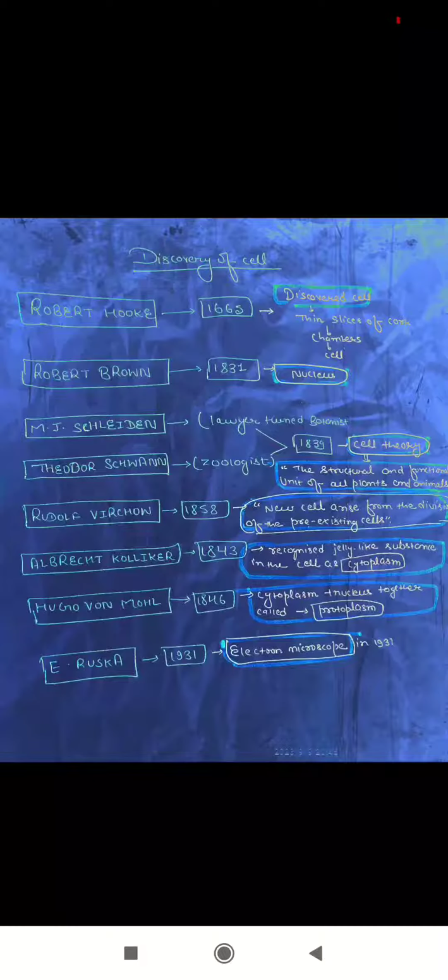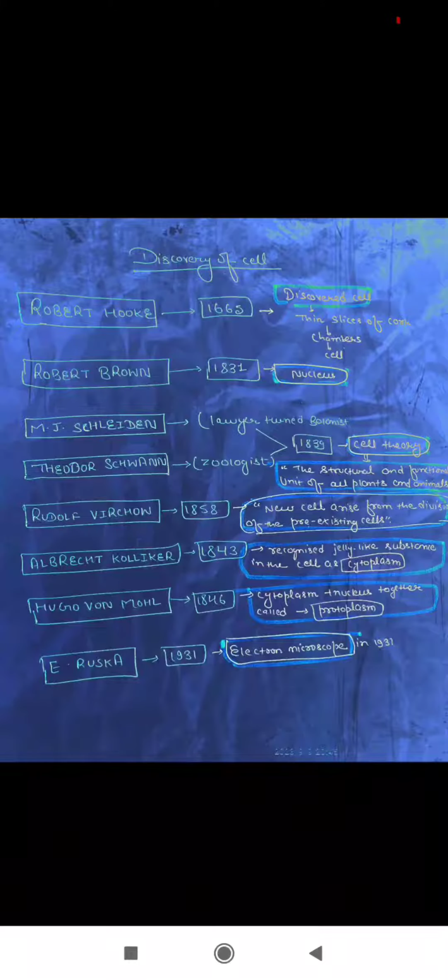Then Kolliker in the year 1843 recognized the jelly-like substance in the cell, which is known as cytoplasm, and von Mohl in 1846 suggested that the cytoplasm and the nucleus together should be called protoplasm.